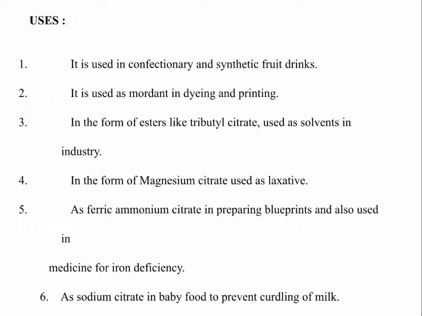Uses: citric acid is used in confectionaries and in synthetic fruit drinks, and it is used as a mordant in dyeing and printing. In the form of esters like tributyl citrate, it is used as a solvent in industries. In the form of magnesium citrate it is used as a laxative. Laxative means it is used to prevent constipation. In the form of ferric ammonium citrate, it is used for preparing blueprints and also used in medicine for iron deficiency.